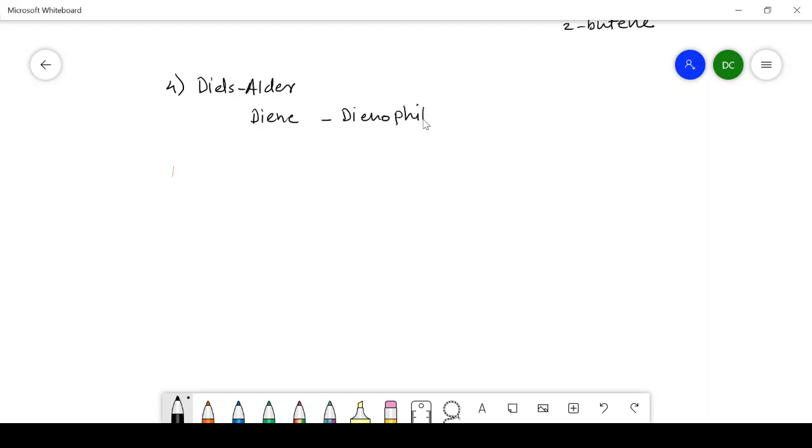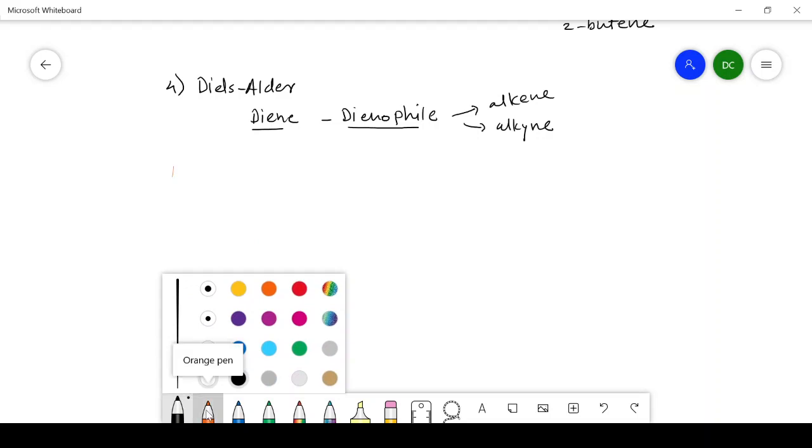Here the diene, we know, is 1,3-butadiene, and a dienophile is nothing but a compound which has either a double bond or a triple bond. Therefore, it may be an alkene, it may be an alkyne. This type of compound acts as a dienophile. When they react with each other, they undergo cycloaddition reaction and form a cyclohexene compound or a cyclic compound.